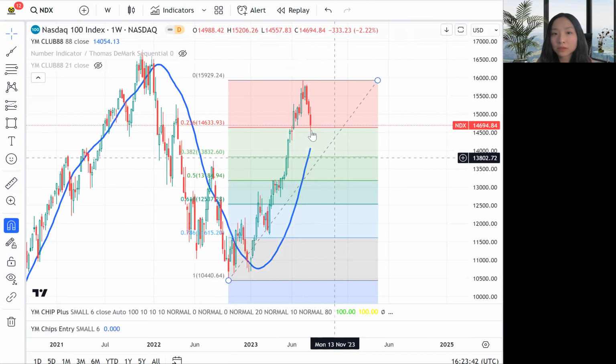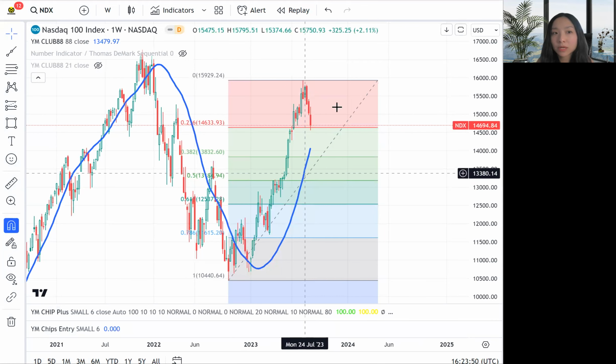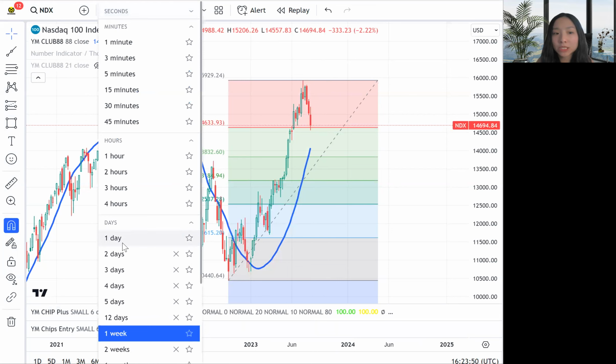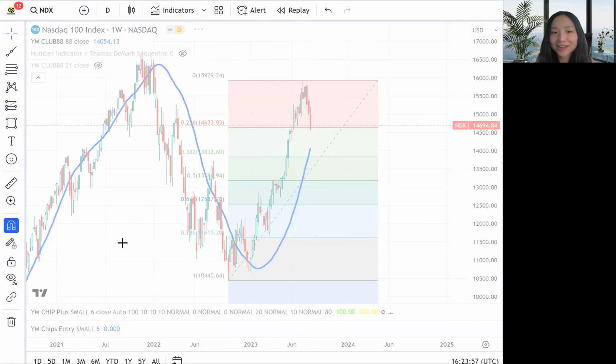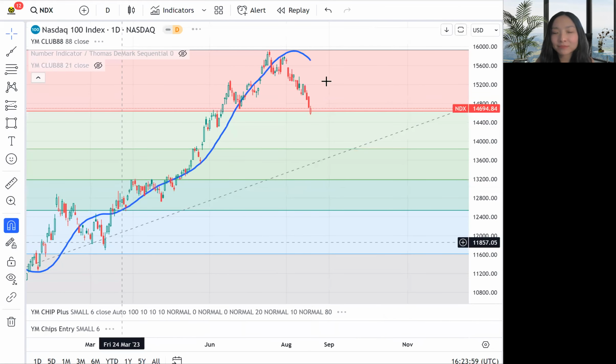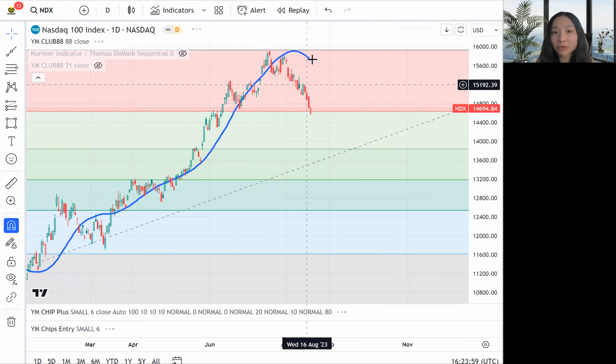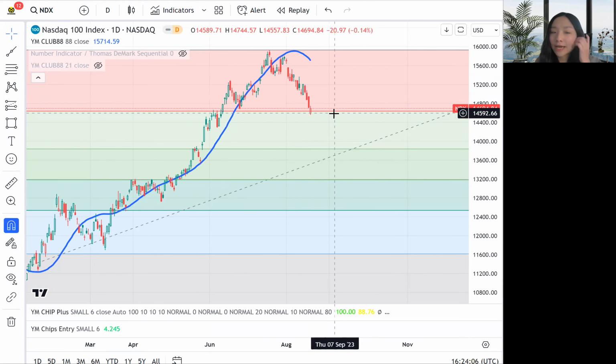Okay, so let's see, maybe this one can serve as a support. This is a weekly chart, and for our daily chart, because my audience loves the daily chart somehow, I can give you some insights. We are still in a downward trend, so we are looking forward to a rebound and seeing how it goes.